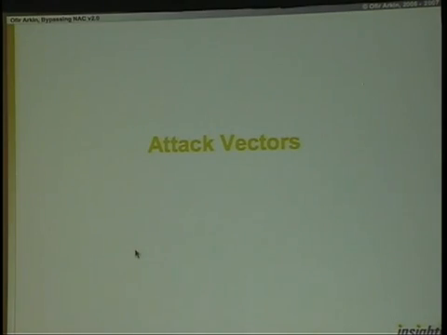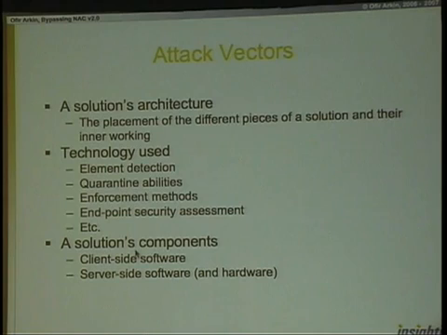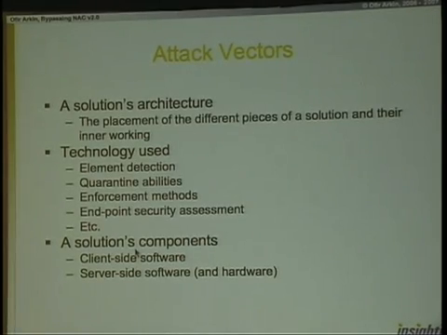So, after understanding what we're up against, what the methods are, and what it may include or may not include, what are the attack vectors that we may have on a network access control solution? The first and foremost is the architecture itself: how the solution is built, how the different pieces interact with each other, what the inner workings of the solution are, and in most cases you'll be able to find some stuff there as well. Then we look at the technology being used with a network access control solution: how it does element detection, how it performs quarantine, what the enforcement capabilities are, what it's capable of doing in endpoint security assessment, etc. And then we look at the components themselves as a security technology. Any component of the solution can be attacked, mostly client-side software, and I'll show you examples of that, and server-side software and hardware can be attacked as well.